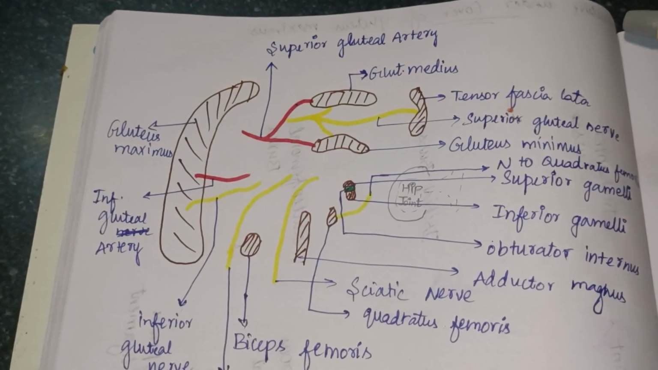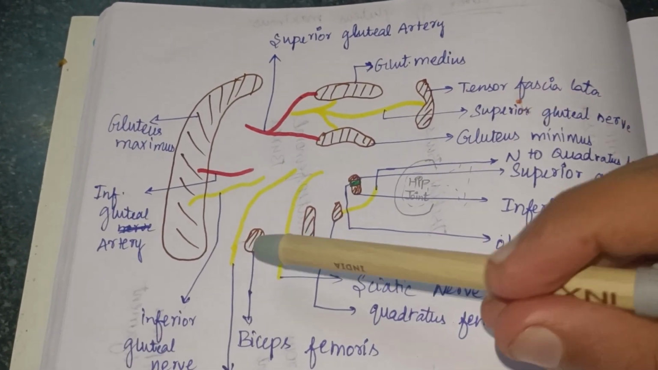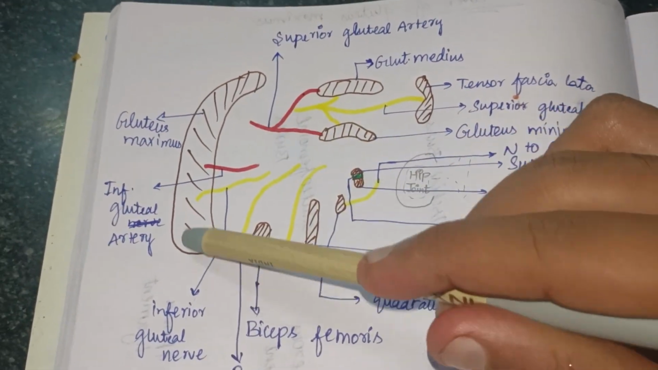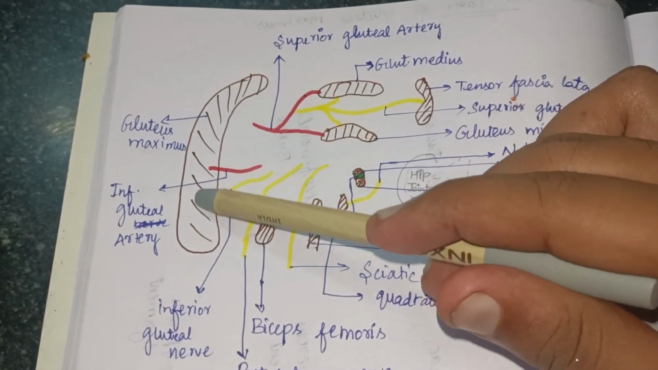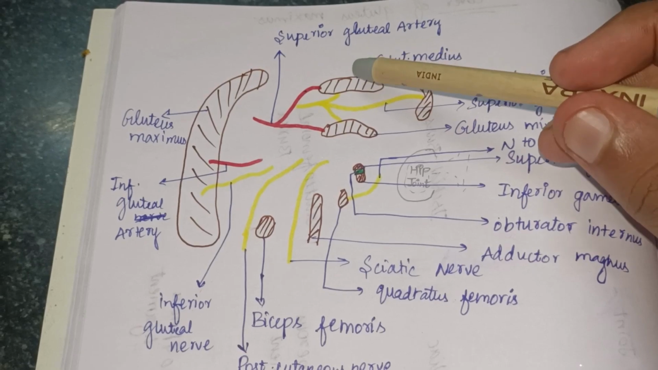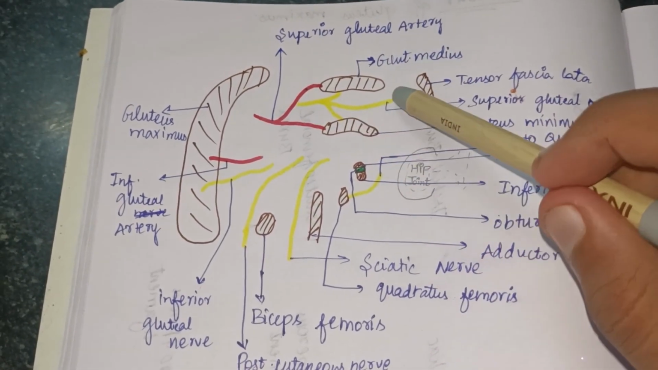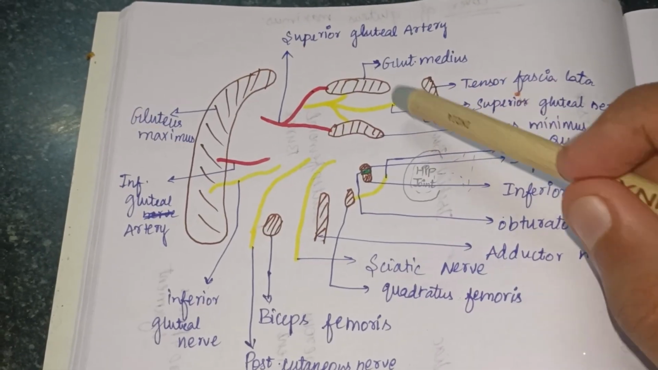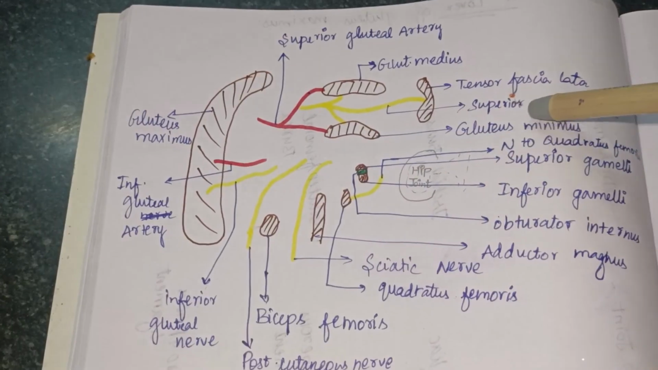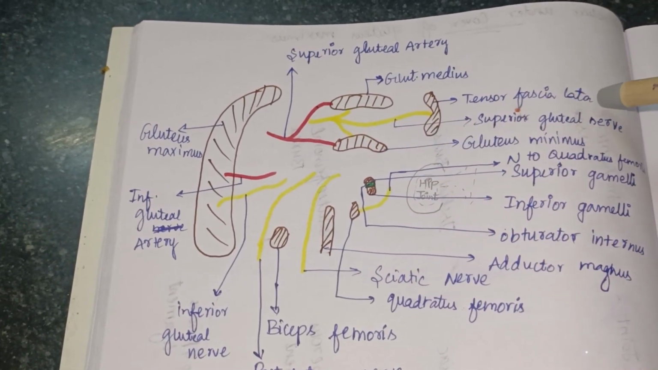Okay, so to mention everything in one diagram, I have given everything under the cover of the gluteus maximus. So this is nothing but gluteus maximus muscle, this one. Okay, and the structures are gluteus medius, gluteus minimus, this one, and tensor fasciae lata. Okay, 3 main muscles. These are supplied by the superior gluteal nerve. This yellow color marked point is superior gluteal nerve.